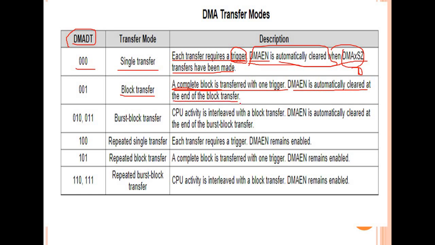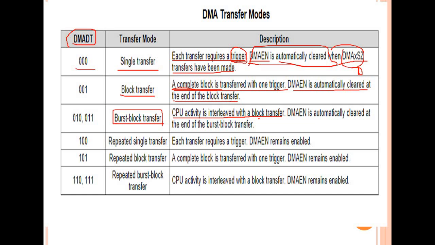The next one is burst block transfer mode. See here, CPU activity is interleaved with the block transfer. That means the DMA controller does not release the bus to the CPU until the data transfer completes. That is, in burst block transfer mode, the DMA controller does not give control of the buses to the CPU until all the blocks of data are transferred from one location to another location. This is known as burst block transfer.